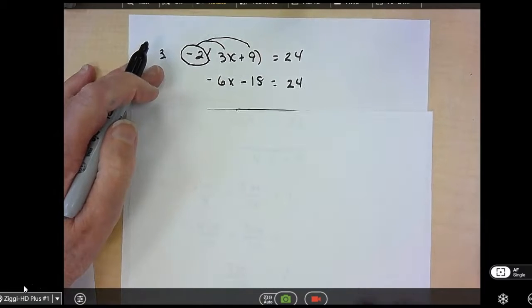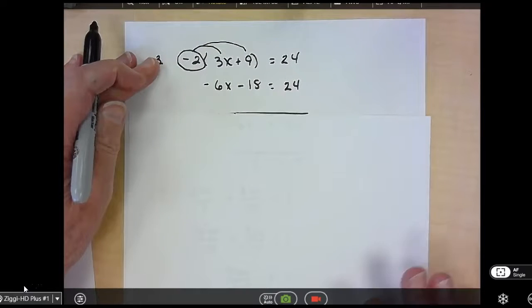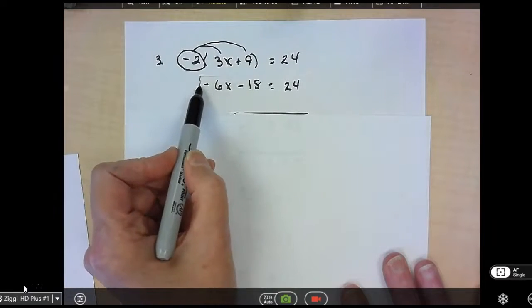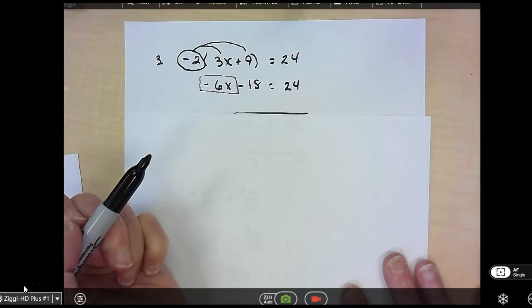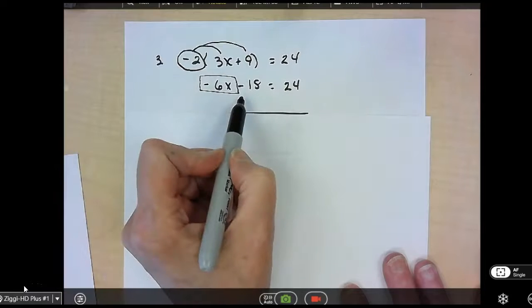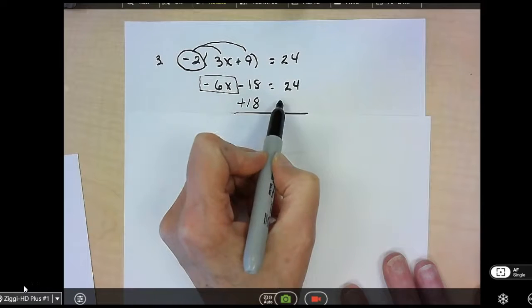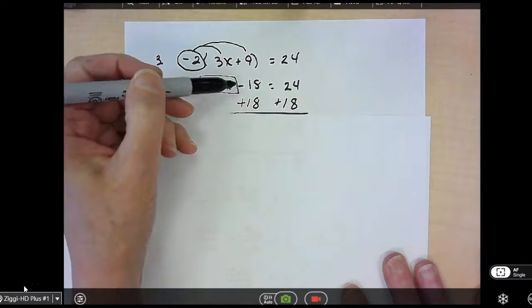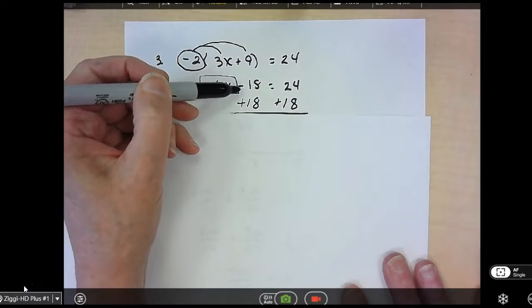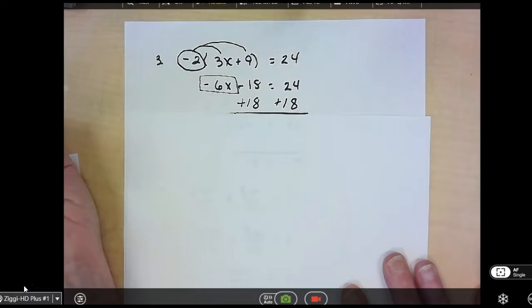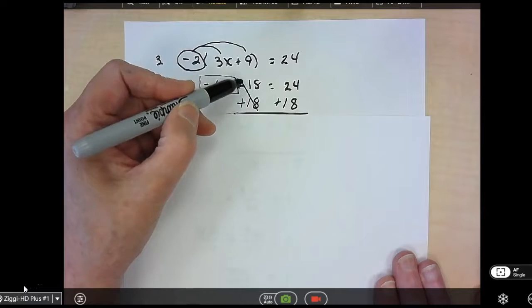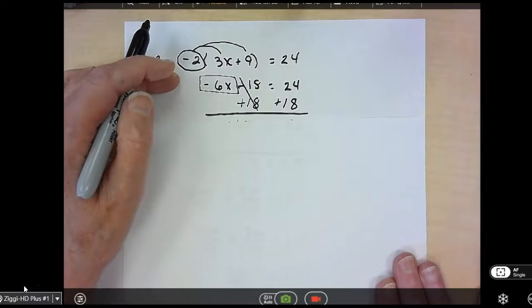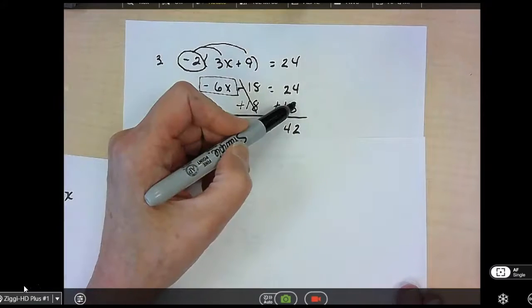So now we start going through our steps. I have simplified. Now I have to isolate the variable term. So the negative 6x I'm leaving alone. The negative 18 I want to cancel. Inverse operation. Positive 18. Again, these always have to be the opposite signs. If it's a negative, you need a positive. If it's positive, you need a negative. If it's multiplication, you need division. Division, you need multiplication.